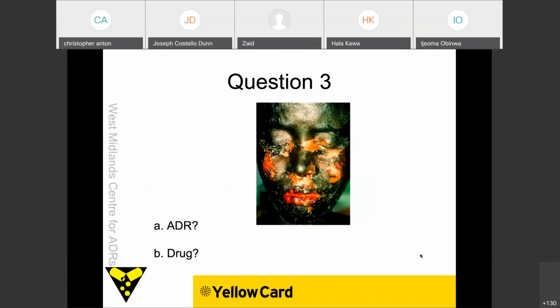So another question, this was actually mentioned earlier. Does anyone know what the adverse drug reaction noted here is and what sort of drugs can cause it? If you just pop any sort of ADR that you think it is or drugs in the chat function.